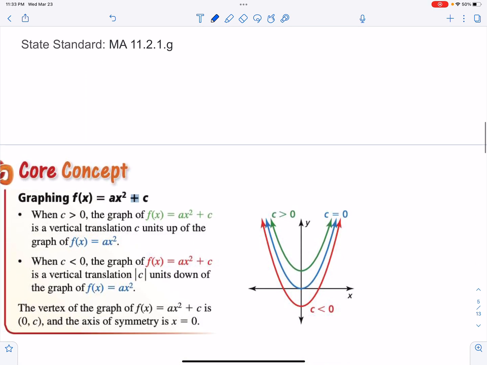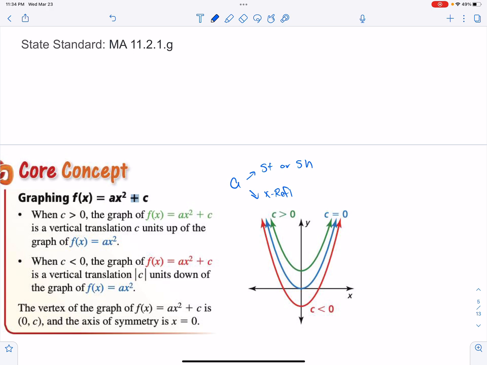So, first of all, we should keep in mind and recall that a controls whether the function has a stretch or a shrink, and it also controls x reflection. So that is not going to change as we progress through this section. Now, c is the next one that they add into what we're doing because c is very simple. If c is positive, it's going to shift your graph up however many units. If c is negative, it's going to shift your graph down.